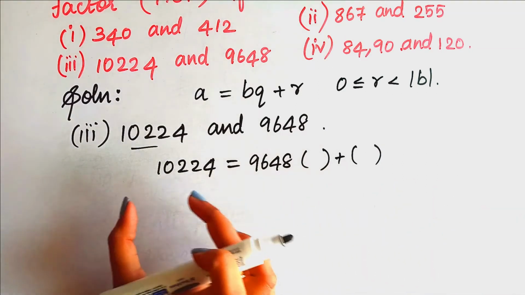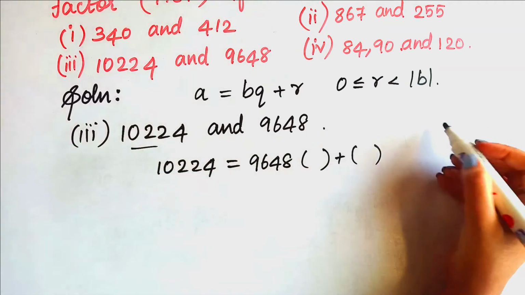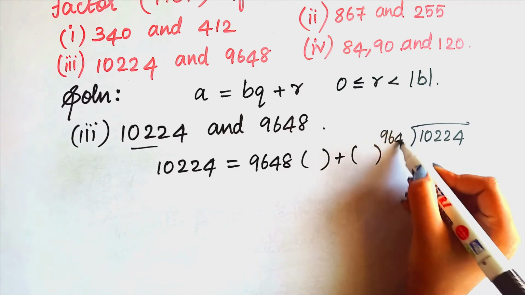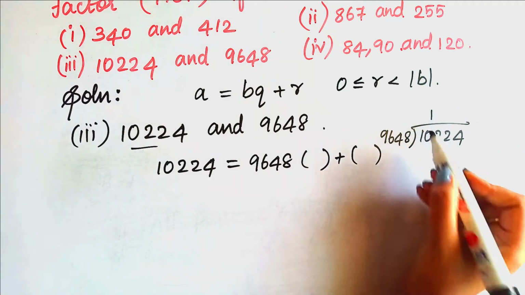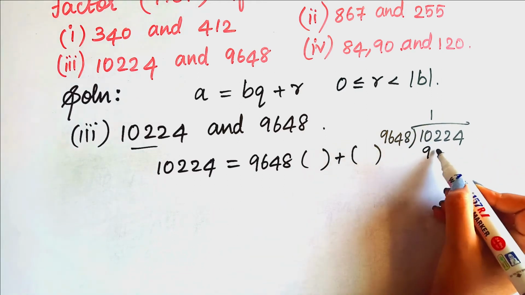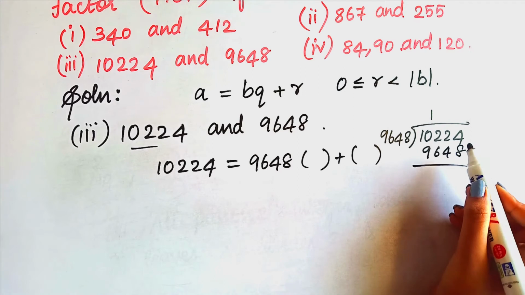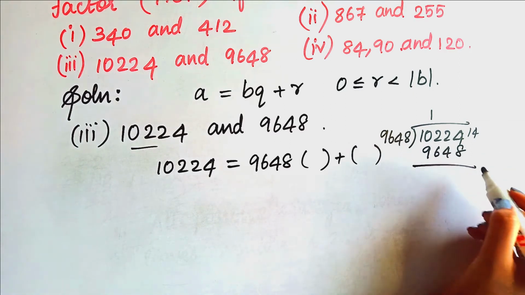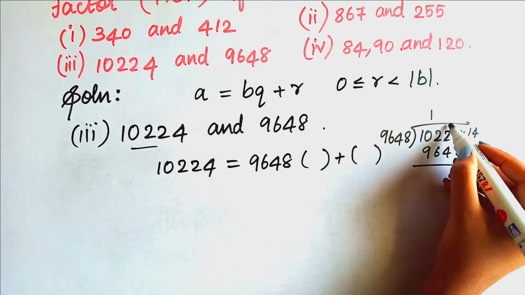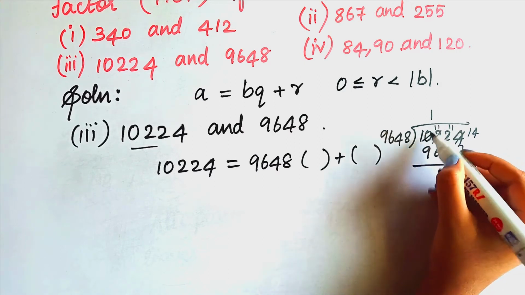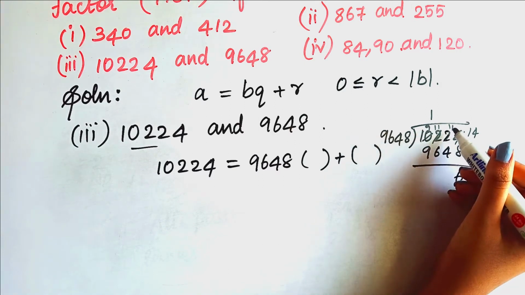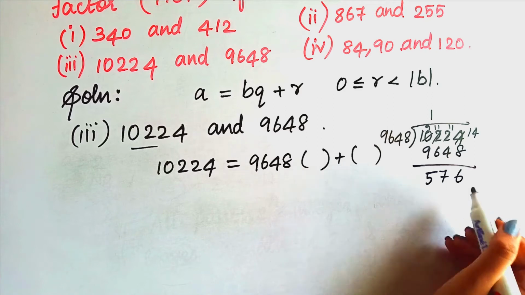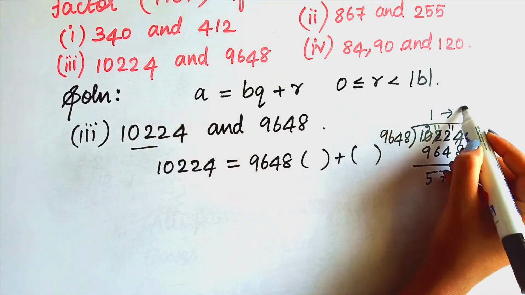Okay, now let's divide. Here we have to divide this by this. So 10224 is divided by 9648. Okay, so let's put 1. So 9648 once we'll get 9648, and while we subtract this, we'll get here there will be a 14. So 14 minus 8, we'll get an answer 6, and then here there will be 11 here, and here there will be also 11. So 4 minus 11 we'll get 7, and 6 minus 11 we'll get an answer 5. So therefore we got an answer 576. So this is our remainder and this is our quotient.